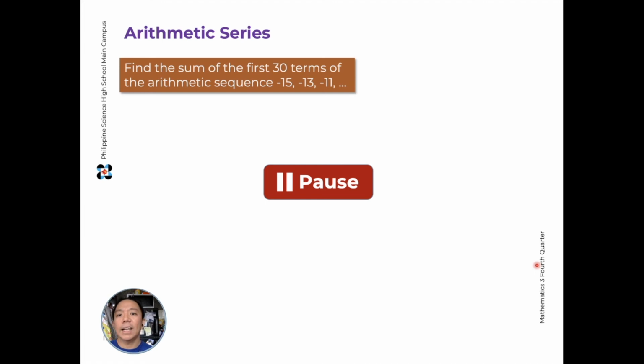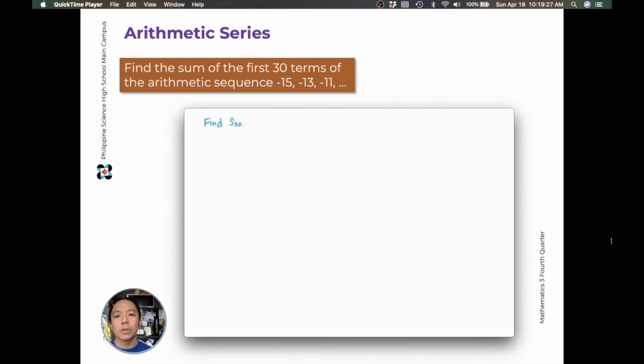Let's take a look at an example, but what I want you to do is to pause this and try to solve this on your own. Okay, so let's compare your answers with my answers. So we're looking for the sum of the first 30 terms, s sub 30. Our first term is equal to negative 15, and the common difference by inspection is positive 2.